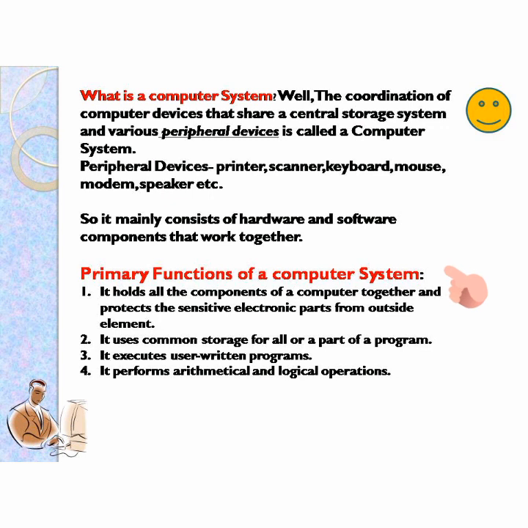Now see the primary functions of a computer system. It holds all the components of a computer together and protects the sensitive electronic parts from outside elements. It uses common storage for all or a part of a program. It executes user written programs. It performs arithmetical as well as logical operations. These all are the primary functions of a computer system.